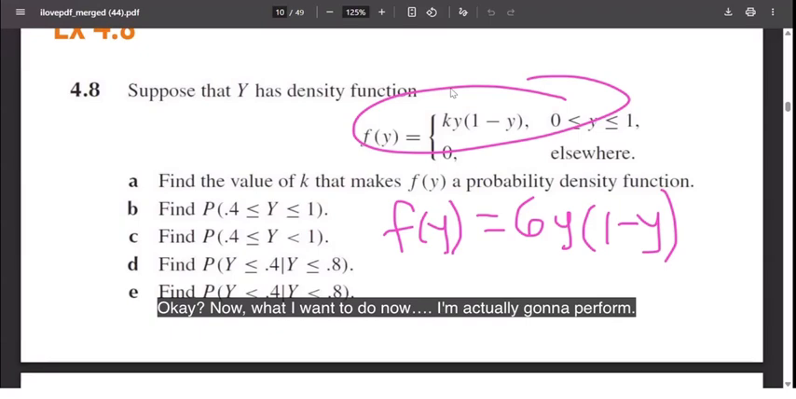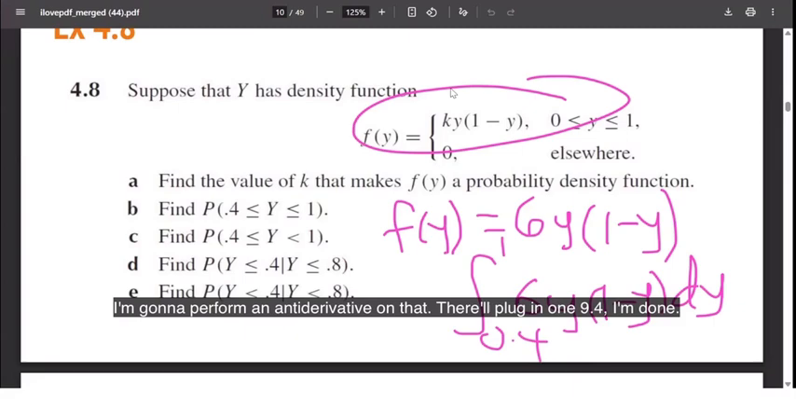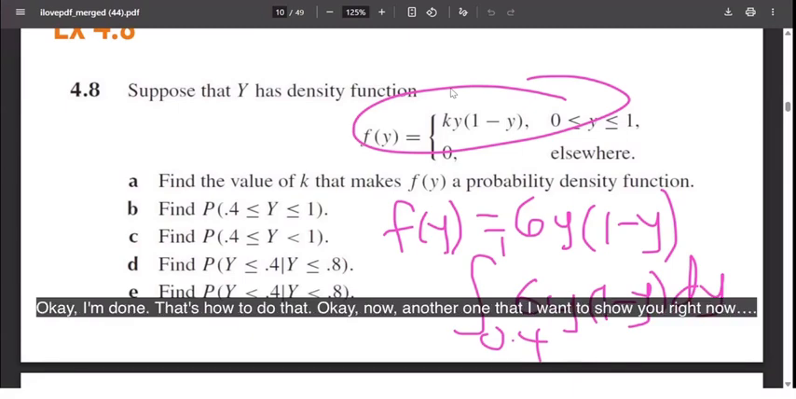Now, what I want to do now is perform this, and that is easy peasy. I'm going to do the integral of 6y(1 minus y) dy, from 0.4 to 1. I'm going to perform an antiderivative on that, then plug in 1 and 0.4. I'm done. That's how to do that.